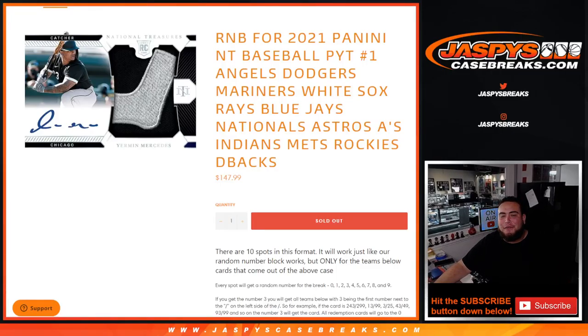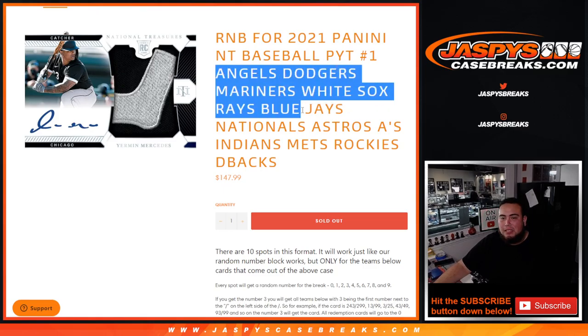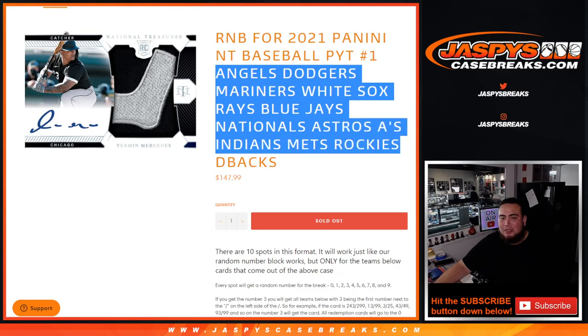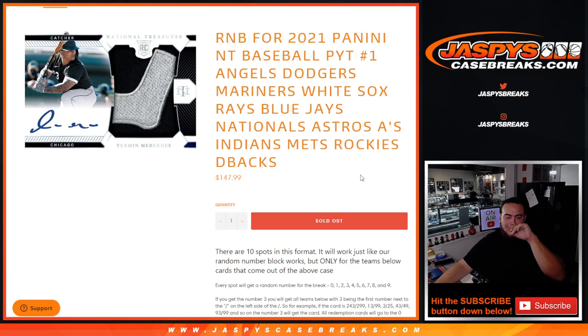We just sold out our first picker team of 2021 Panini National Treasures Baseball. This RNB sells out picker team number one that includes the Angels, Dodgers, Mariners, White Sox, Rays, Blue Jays, Nationals, Astros, A's, Indians, Mets, Rockies, and D-backs. The 13-team RNB. So all the customers in here, the 10 customers or 10 names, get a piece, a fraction of all of these 13 teams in picker team number one.